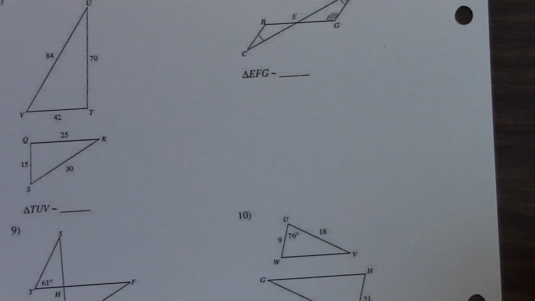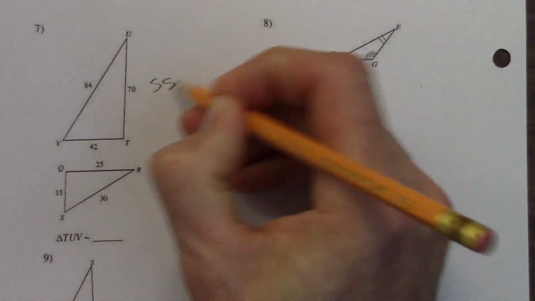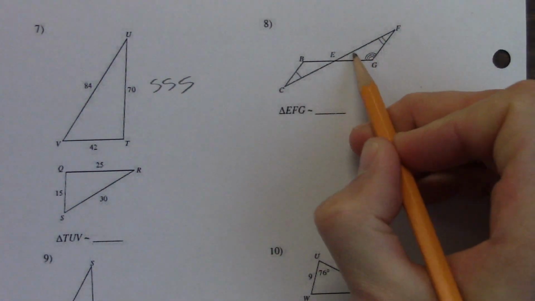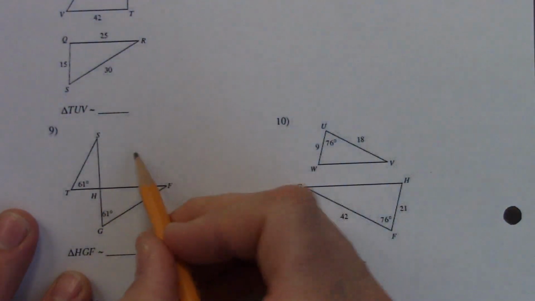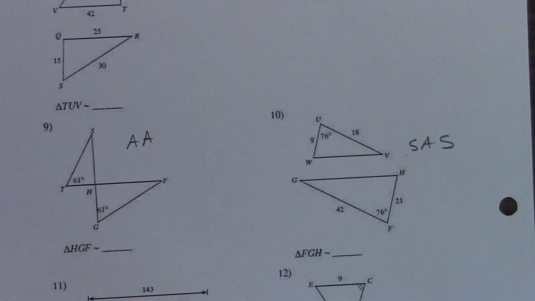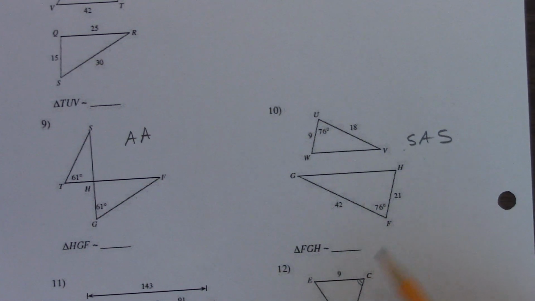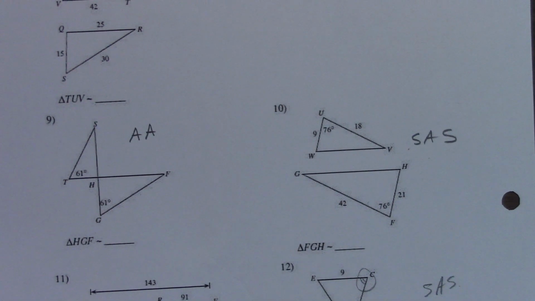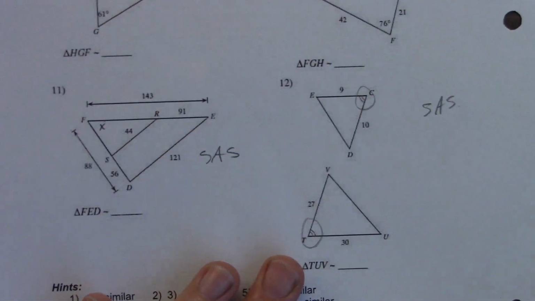I will help you just with what to use. This one we have information about all the sides. We're going to use side, side, side. This one we have information again about similar angles, angle, angle. This one we have all angles, angle, angle. This one we have side, angle, side. This one is also side, angle, side, and that's because this angle is the same. And finally, number 12, also side, angle, side, because this angle is the same and we know information about the sides. This angle is the same for both the inner triangle and the outer triangle. Okay, that's it.